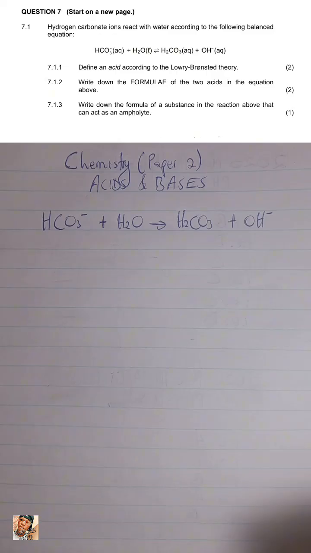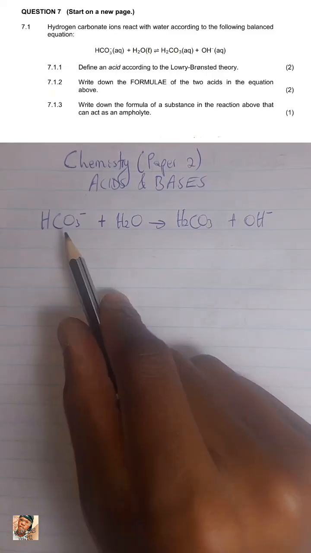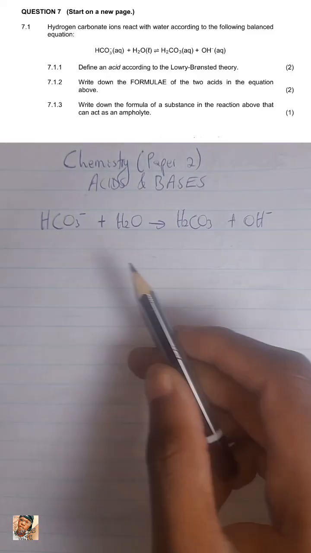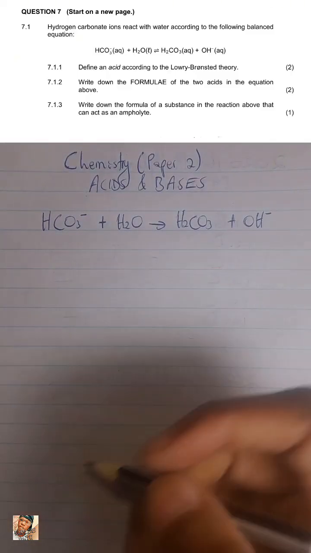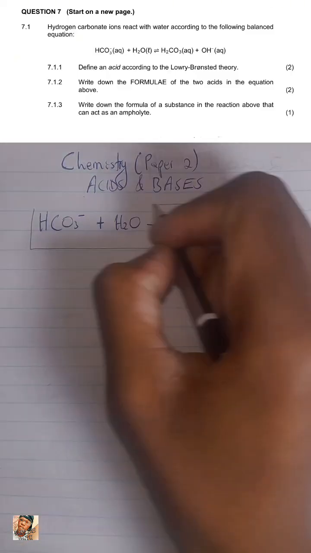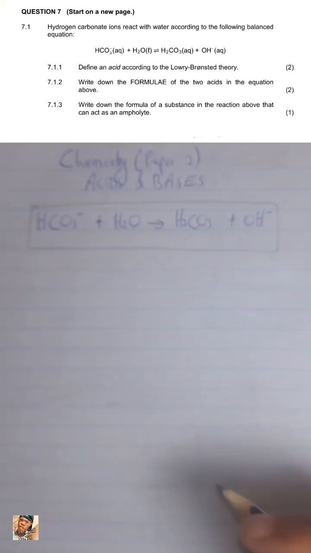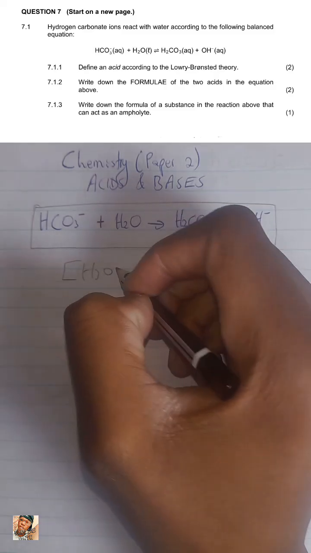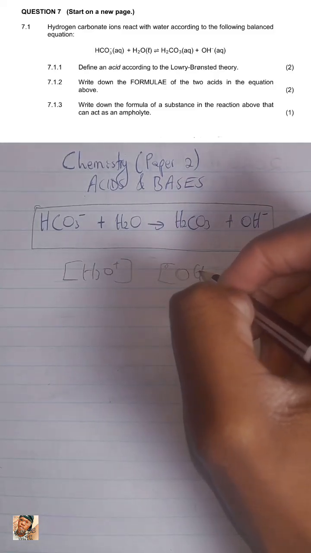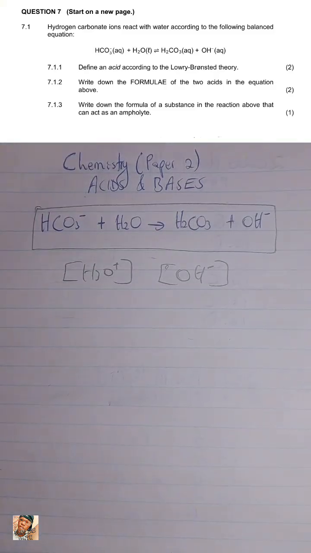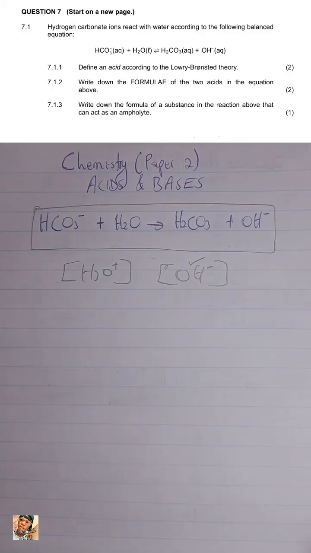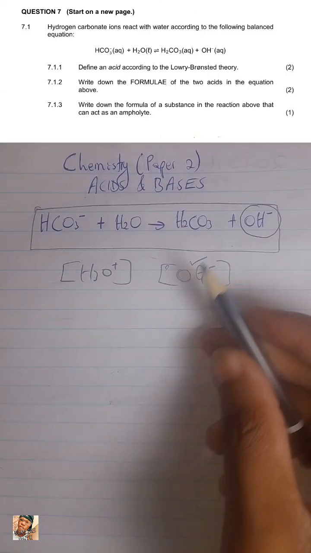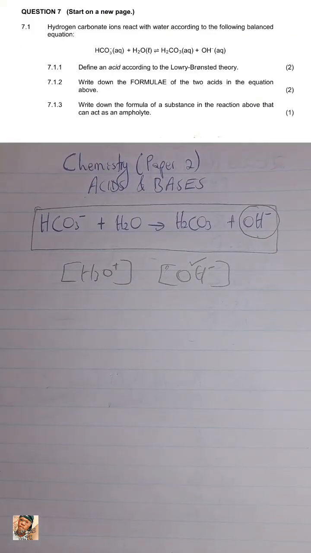We have to identify a base and an acid in this equation, because this is an acid and base question. So we have to identify an acid and a base. When you look at this equation, is it the hydronium ions or the hydroxide ions that increase? It is the hydroxide ions that increase, because we do have the hydroxide ions as one of the products. That means the hydroxide ions increase, right?